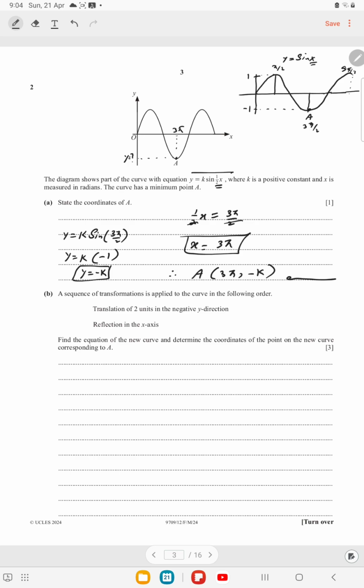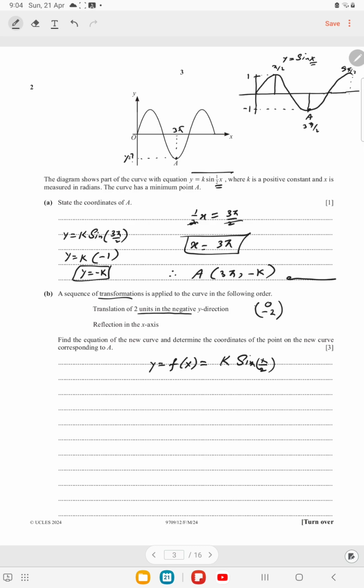I tried to explain it. The second part: a sequence of transformations is applied to the curve. This is from transformation: translation of 2 units in the negative y direction. It means no translation takes place along the x-axis, so it will be 0 and a negative y. For the same function, you are given y or f of x as k times sine of x by 2, or 1 by 2 x, right? It's the same.